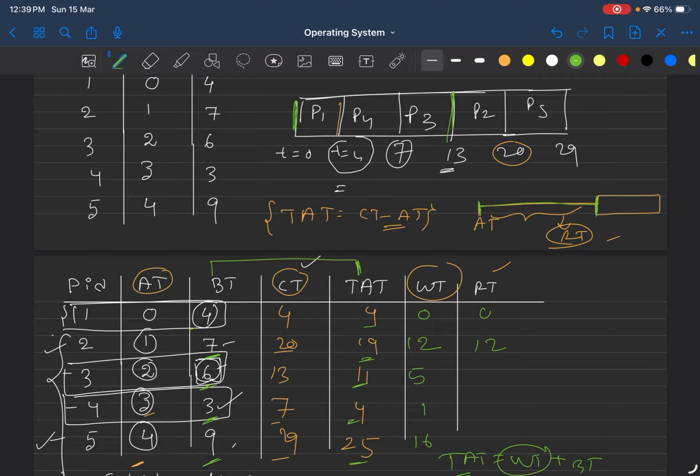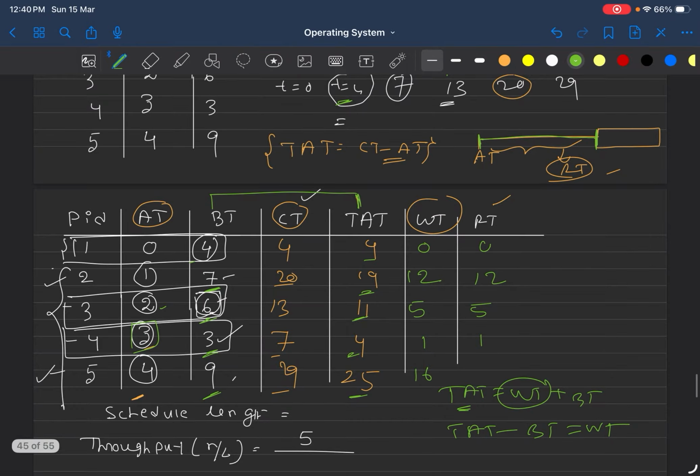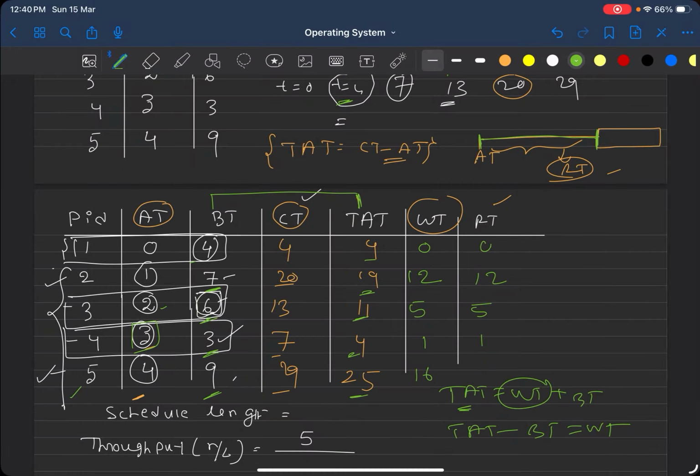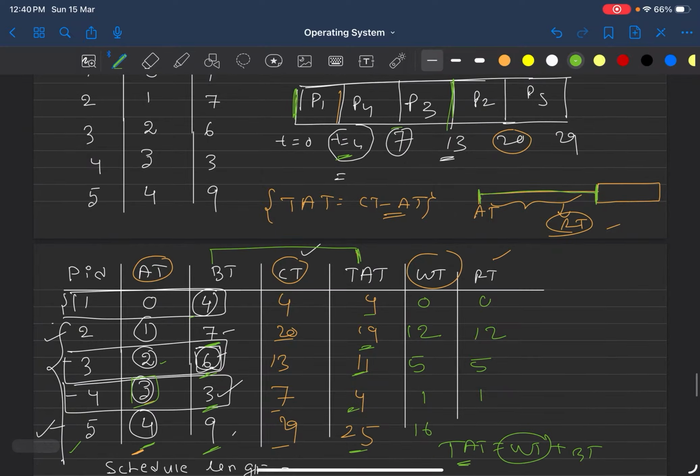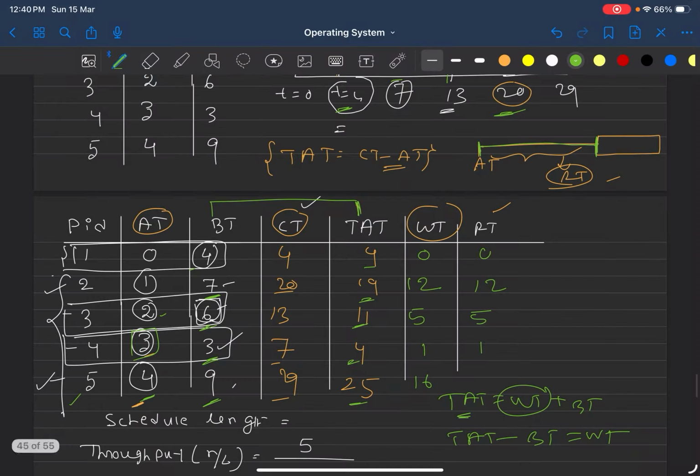Process P3 arrived at time t equal to 2, and it is scheduled at time t equal to 7. So 7 minus 2 is 5. Process P4 arrived at time t equal to 3, and it is scheduled for the first time at time t equal to 4. So the response time is 4 minus 3, which is 1. Process P5 arrived at time t equal to 4, and it is scheduled for the first time at time t equal to 20. So 20 minus 4 is 16.